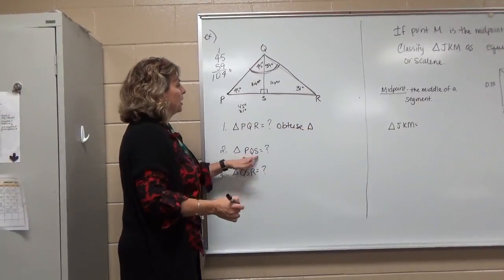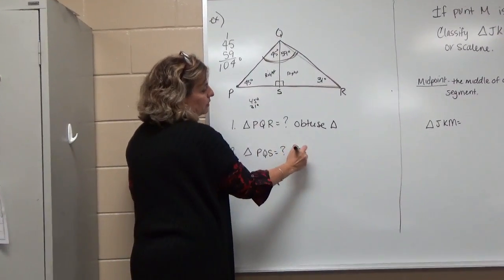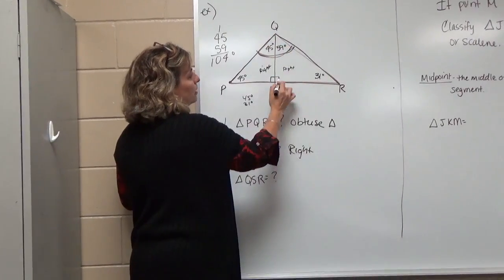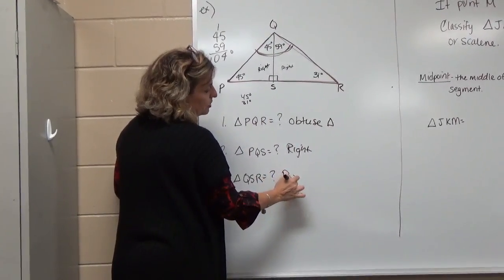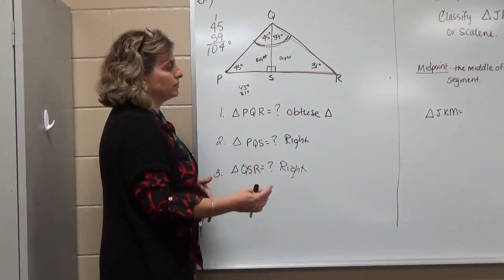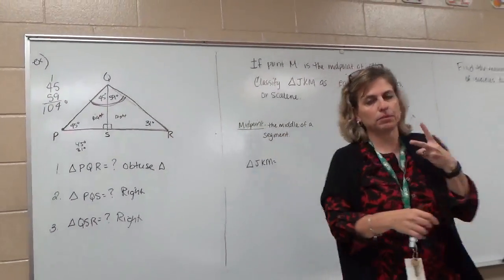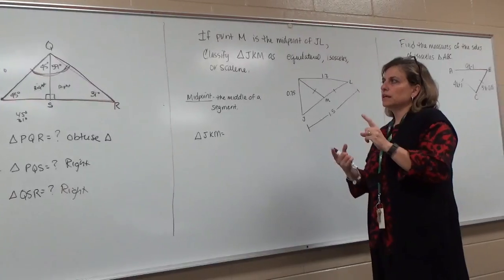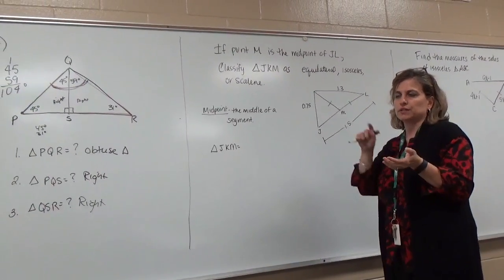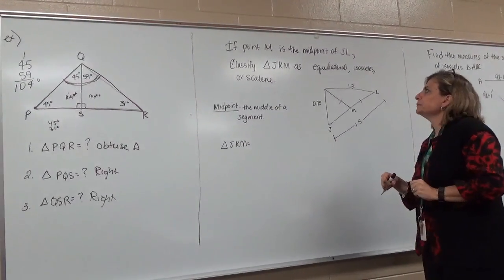Okay, how about PQS? PQS, well, we already determined that it's right. And how about QSR? QSR, 90 degree, it is also right. You can't have it be right and acute or right and obtuse. It's going to be one or the other. The only time you'll see one that can be two according to their angles is equiangular and acute, because equiangular is 60 degrees in all and acute is smaller than 90. So you will see that there.